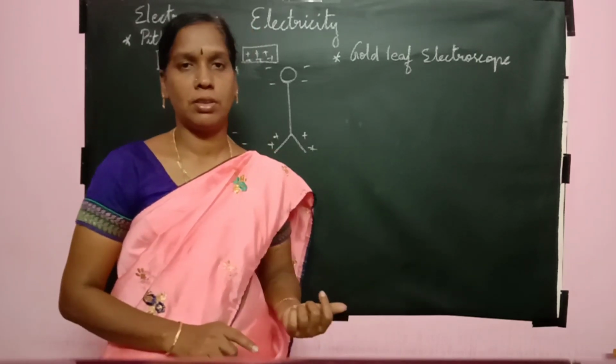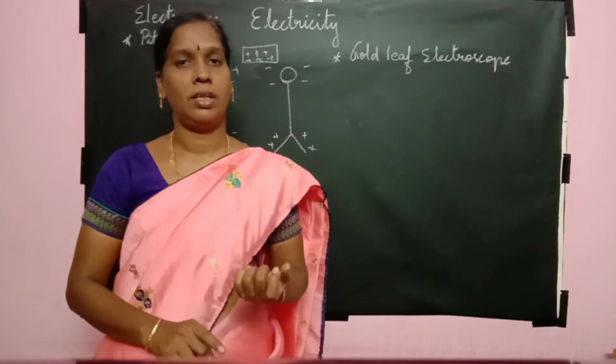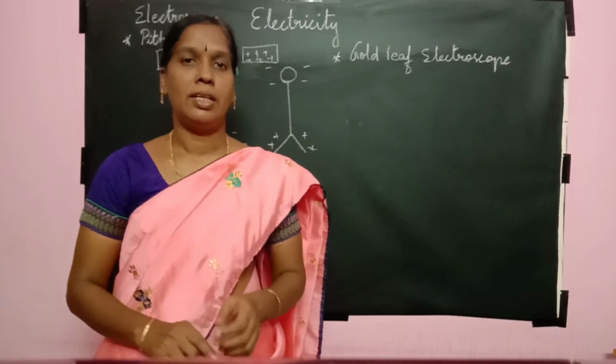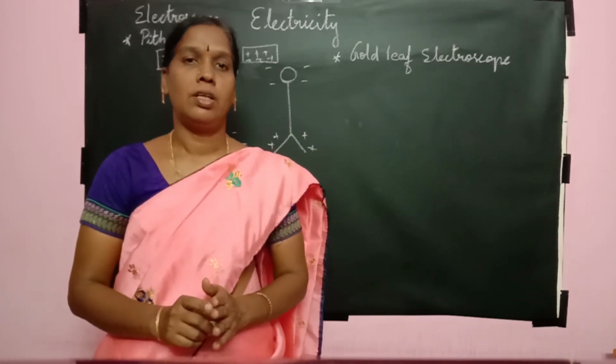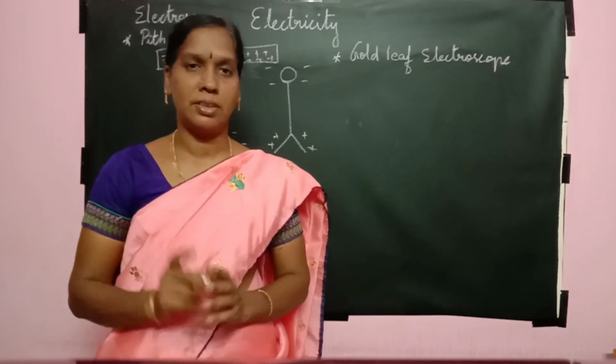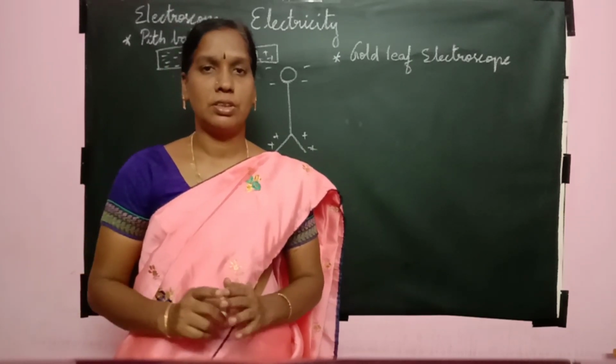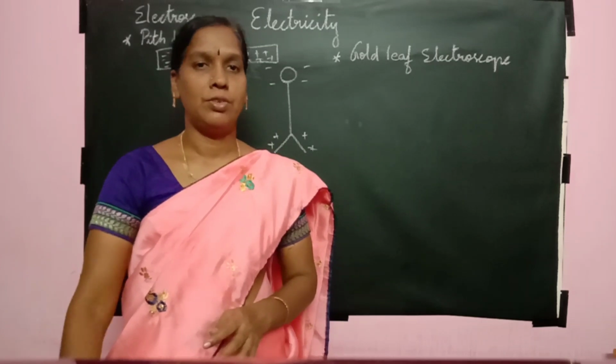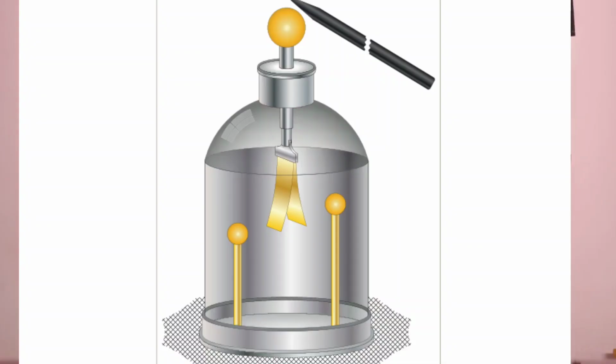Here we make use of either gold or silver in the center as the leaf, and at the top of the knob, a brass rod is taken. Now we are going to discuss the structure of the electroscope.